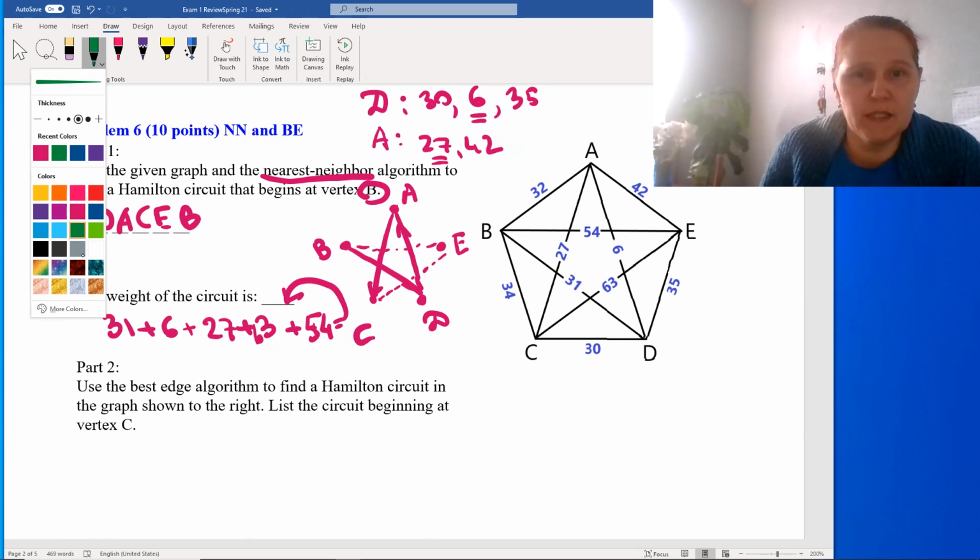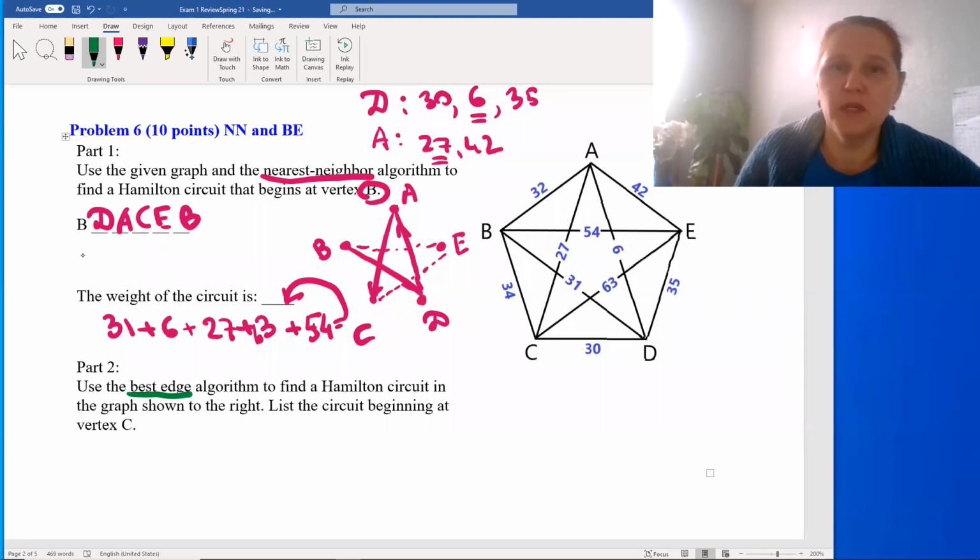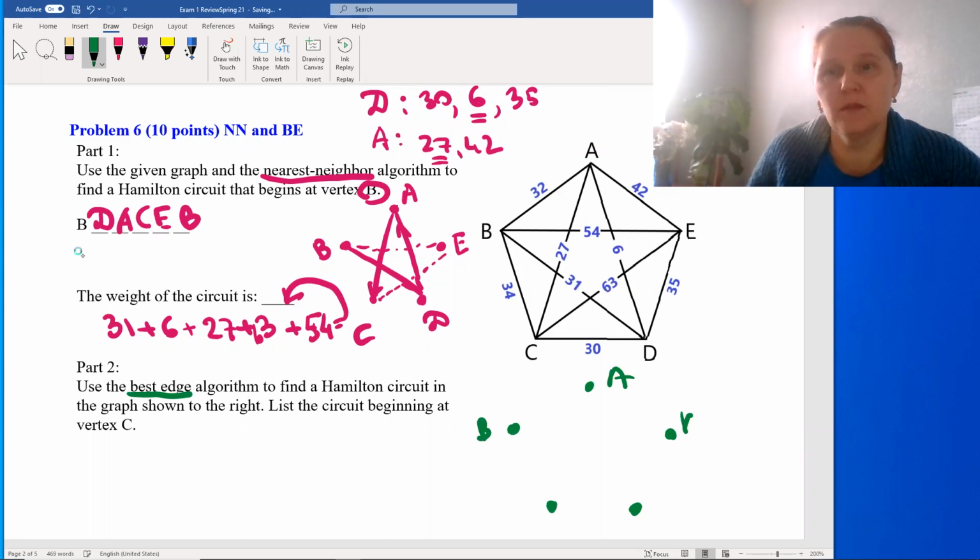Okay, now the best edge. The best edge algorithm here, you don't have to find the weight of the circuit. For this algorithm, making a small sketch is necessary. It is very hard to find the answer without this. So let us also add the letter names here.